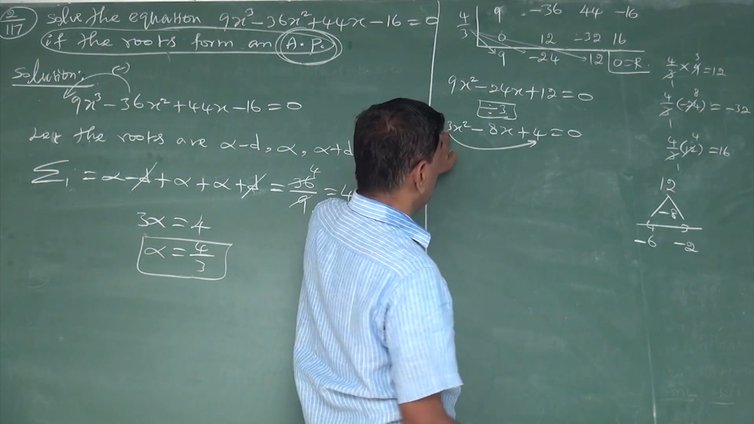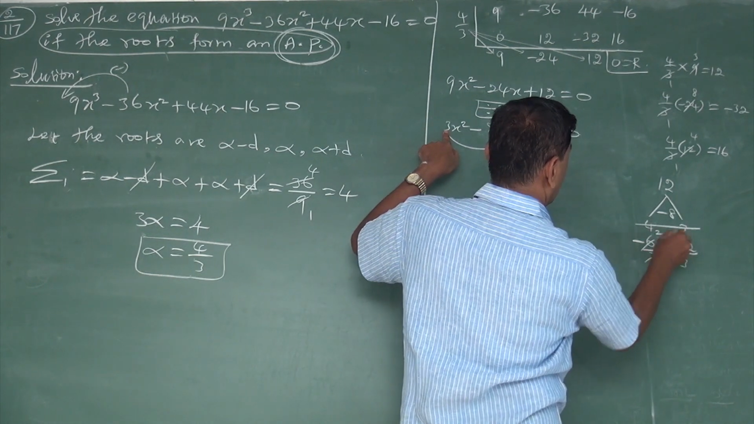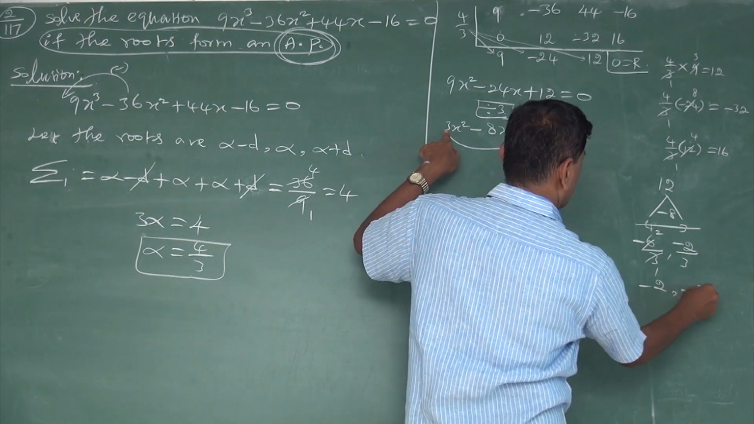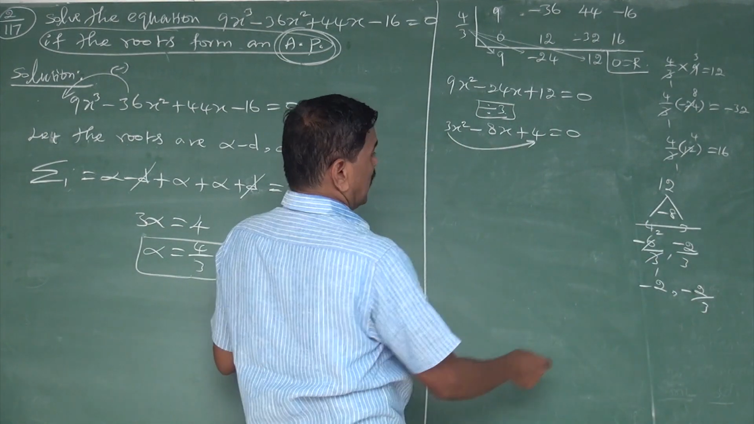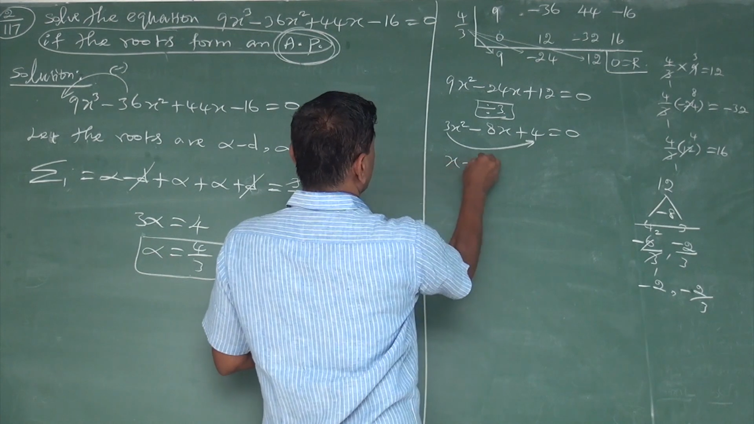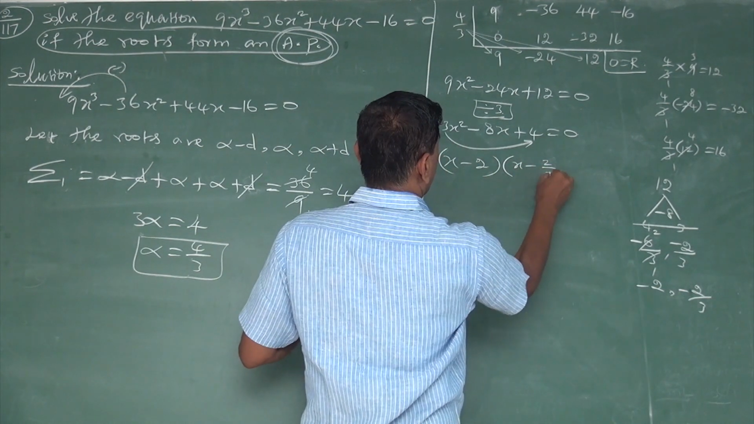Remember, the x square coefficient is 3. Therefore, divide by 3 by 3. Then 1 3 is 3, 2 3s are 6. So minus 2, minus 2 by 3. Here minus 2, therefore x minus 2 is a factor. Minus 2 by 3, then x minus 2 by 3 is a factor.